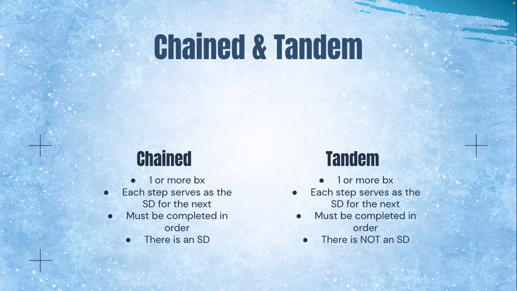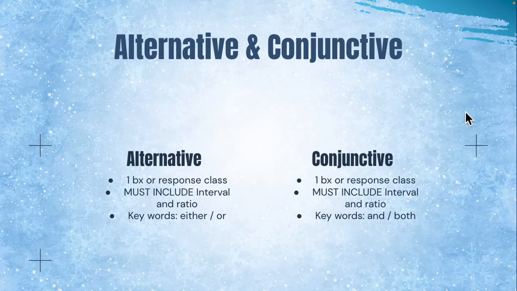We talked about mixed and multiple. Now let's go ahead and get into the simultaneous schedules. Our first set of simultaneous schedules are alternative and conjunctive. In an alternative schedule, it's one behavior or response class. For conjunctive, it's one behavior and response class. So again, both of these, one behavior or response class. They both must include an interval and a ratio.